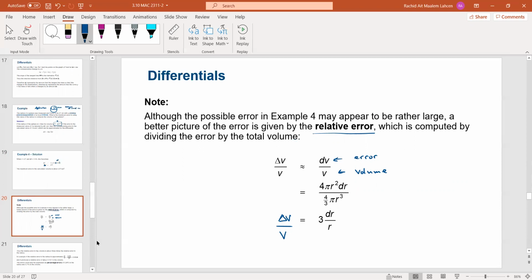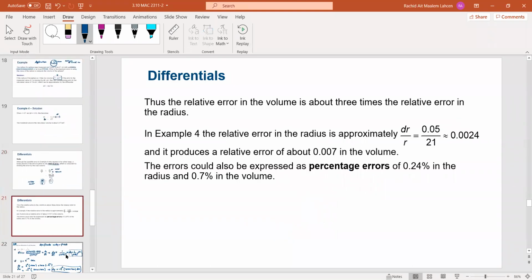So from the previous formula, you get this, and divide, you get 3. So dV, the change, the error, the relative error here for the volume is 3 times this relative error for the radius. All right, so the relative error for the volume is about 3 times the relative error in the radius. And that's more important, and that's more of information that can be used.